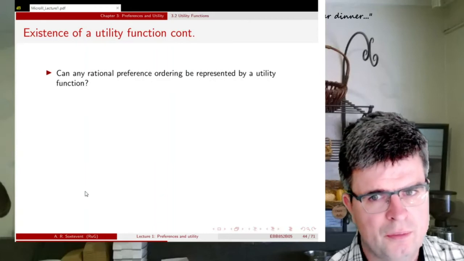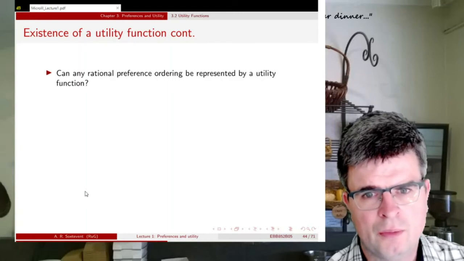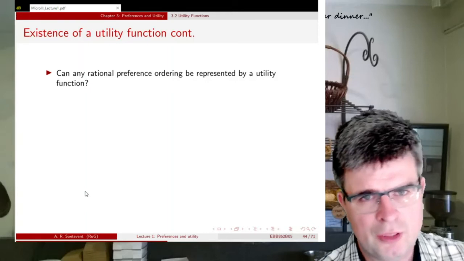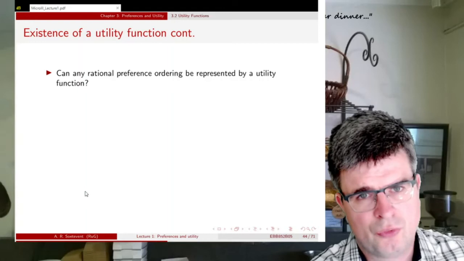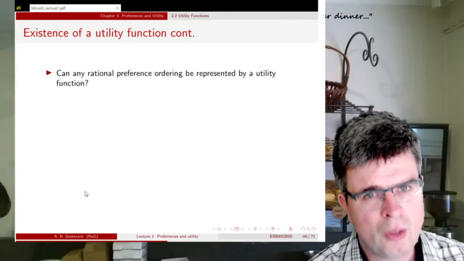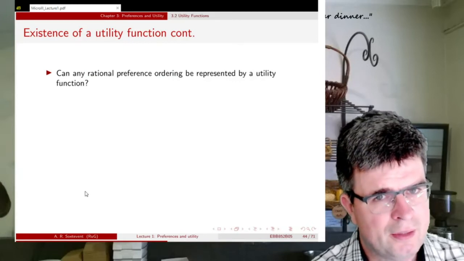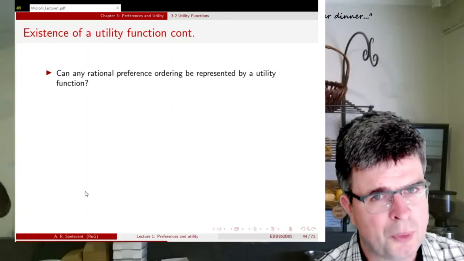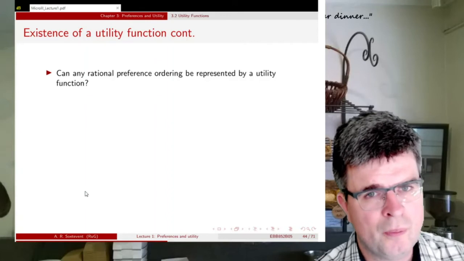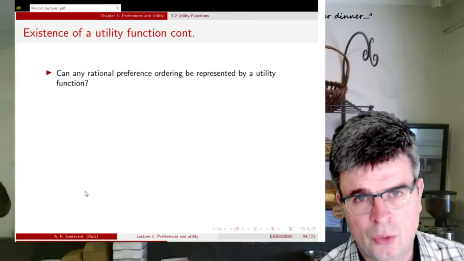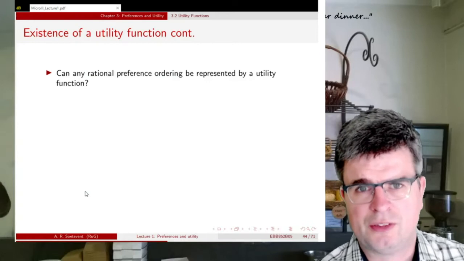Can any rational preference ordering be represented by a utility function? That's another important question. Suppose that a person has certain preferences for pairs of consumption bundles. He knows how to rank all of them, and he can tell the economist whether he weakly prefers one over the other or is indifferent between two alternatives. Can we then always find a utility function that represents those preferences and exactly those preferences?